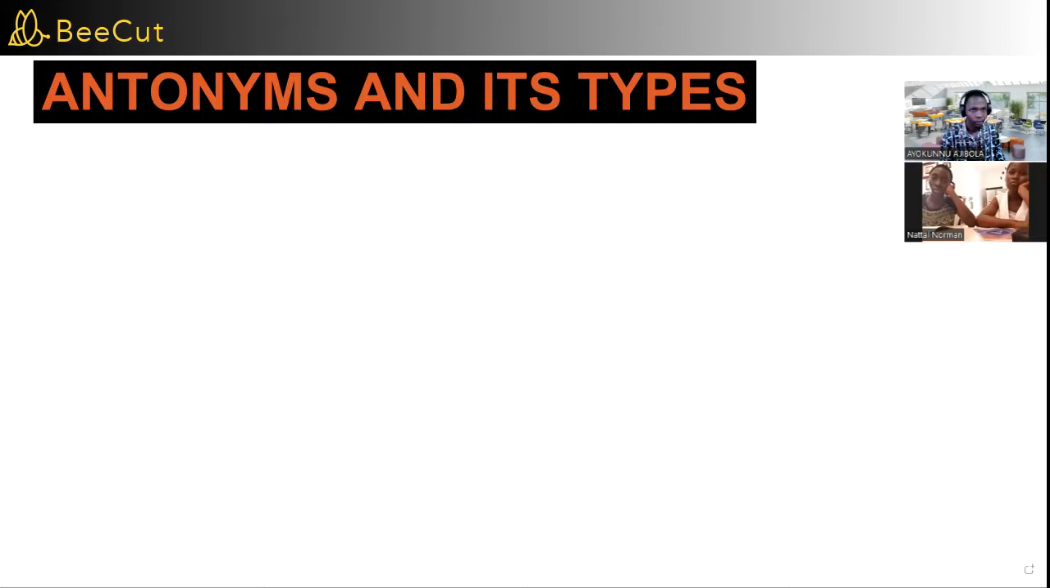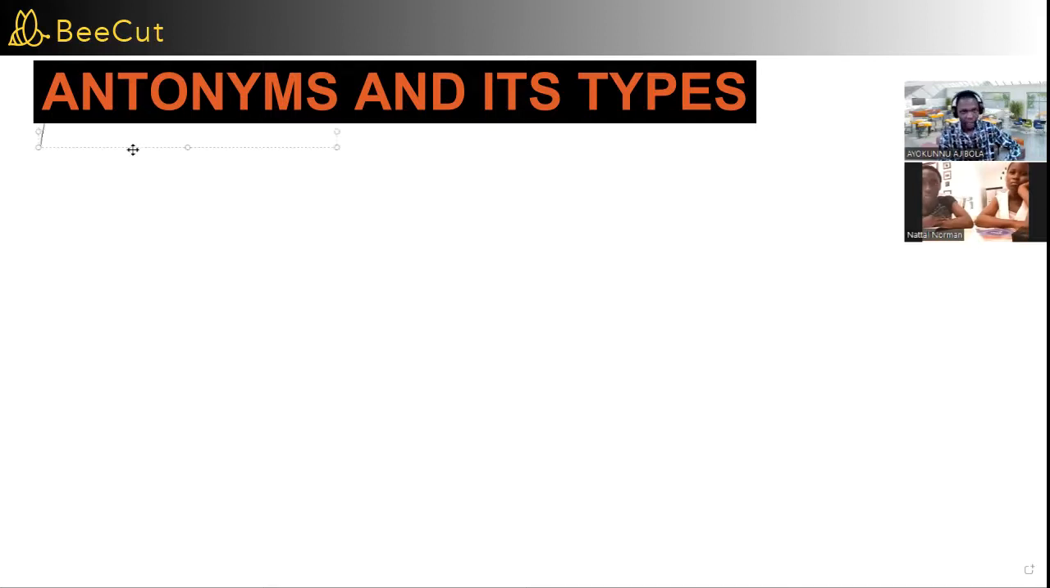Antonyms and its types. So, talking about antonyms, do you all know that antonym means opposite words, words that have opposite meaning? Like I say, antonyms are words that have contrasting or opposite meanings. So I'm going to put that down. Like I said, you don't need to write anything now, but I'm going to be displaying everything. So at the end of the class, I will make your notes available to you.